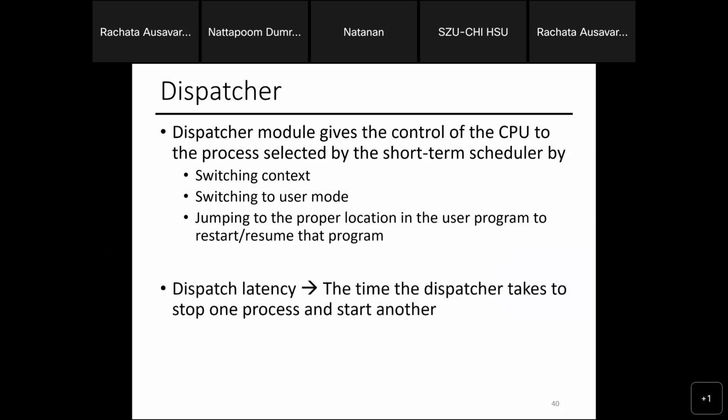Dispatch latency is the time that the dispatcher takes to stop one process and start another. Do you want that to be high or low? Low, right? So you want it to be as low as possible, because you want to make sure that when you make a switch, there's almost no overhead, hopefully.